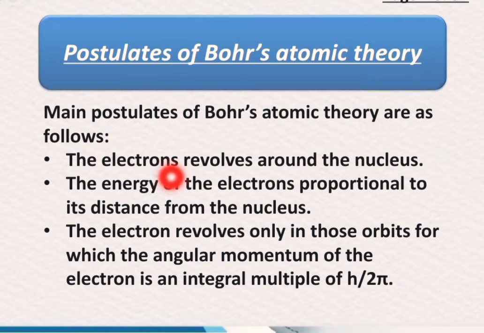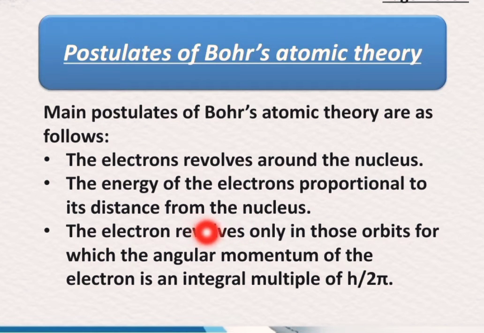The electrons revolve around the nucleus in one of the circular paths, and each orbit has a fixed energy. So, each orbit is called energy level. Number 2, the energy of the electron is proportional to its distance from the nucleus. Means the further the electron is from the nucleus, the more energy it has.